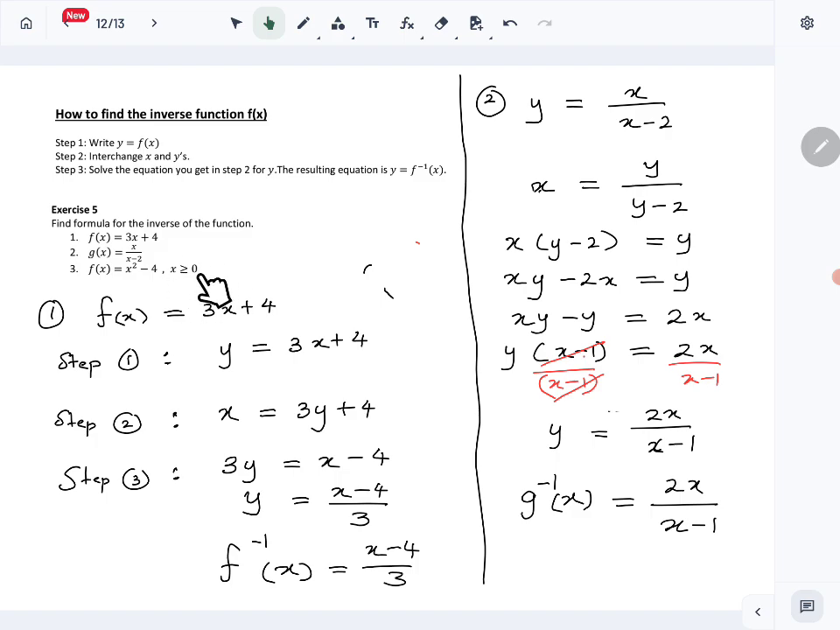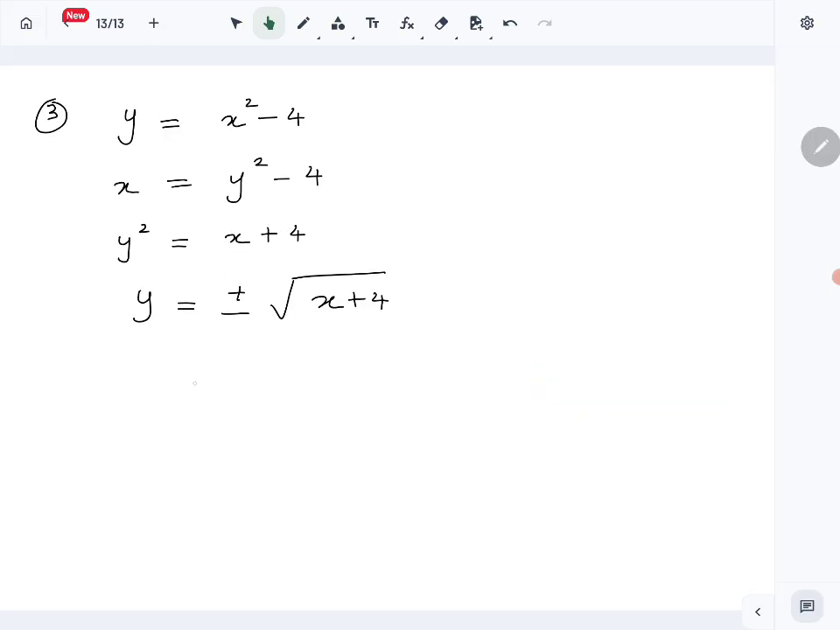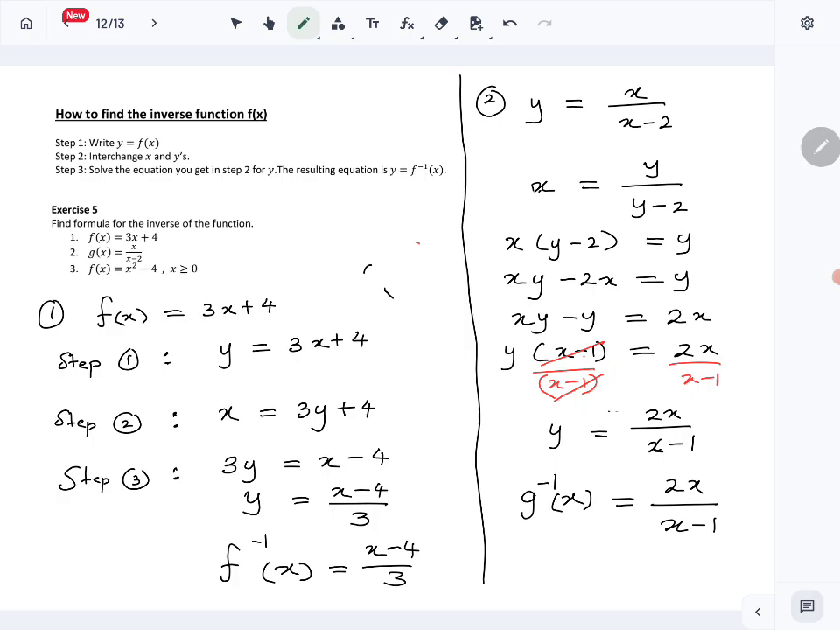x has to be what? Greater than or equal to 0. So that means which one are we going to take? The plus one. So f inverse of x is what? Square root of x plus 4. The positive one. Right. So that is how you find inverse functions.